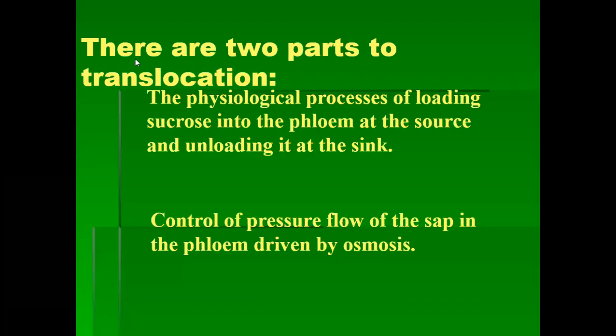And there are two parts to translocation: the physiological process of loading source into the phloem at the source and unloading it at the sink, and control of pressure flow of the sap in the phloem driven by osmosis. So children, the two parts of translocation mean the loading of source into the phloem in the anatomy of the leaf, and the source is unloaded at the sink, the utilizing areas.